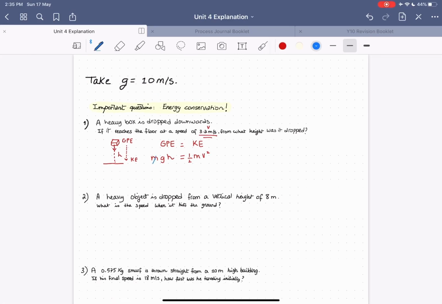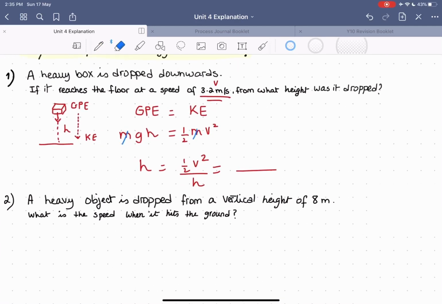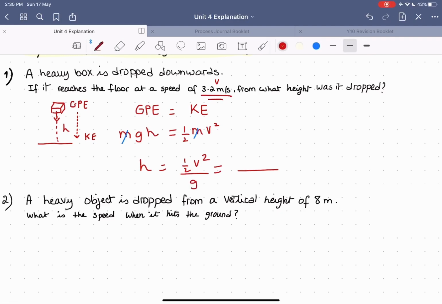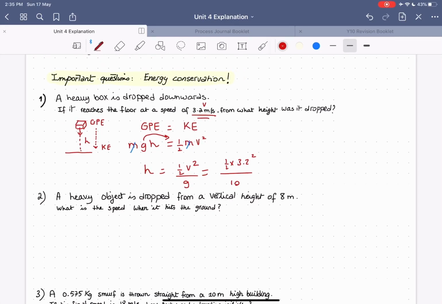We can cancel both masses from both sides, and then we will get the height is equal to half velocity squared over the gravity. Okay, taking this to the other side. Now replace everything by the given: 3.2 squared over 10, and the answer that you will get is 0.5. So this is equal to 0.5 meter.